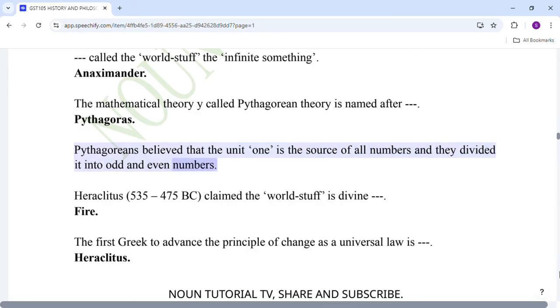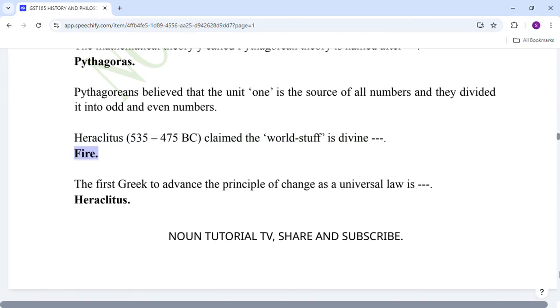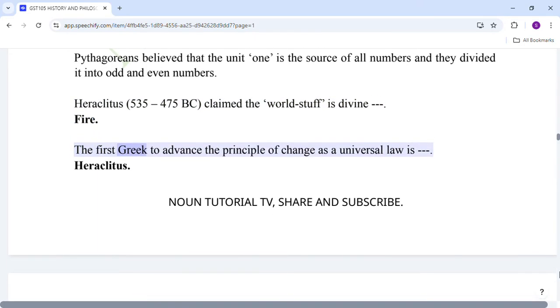Heraclitus, 535 to 475 BC, claimed the world stuff is divine fire. The first Greek to advance the principle of change as a universal law is Heraclitus.